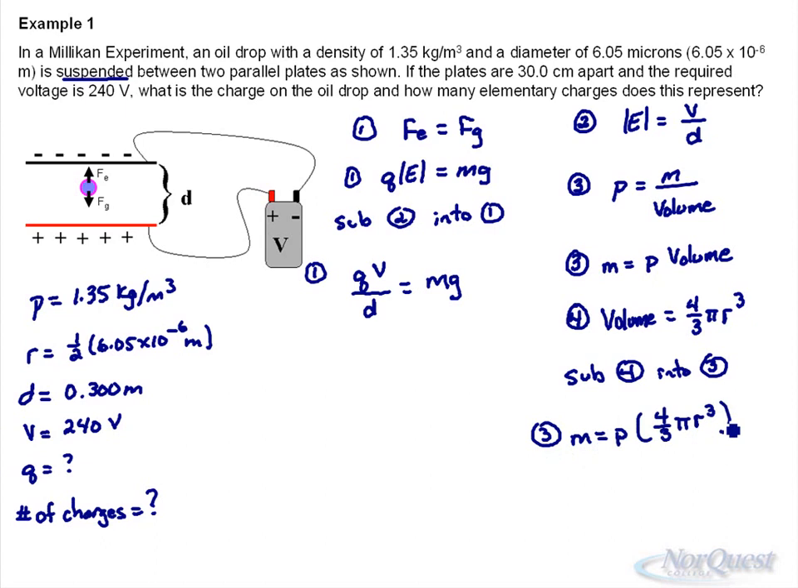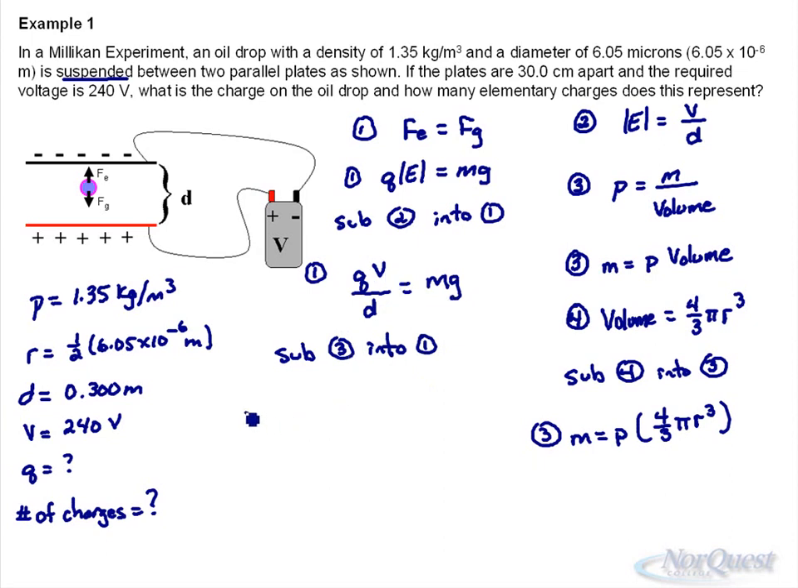And finally, I could substitute equation 3 into 1 and get my final formula here for Q. Before I do that, I'm going to manipulate 1 as is. I'm going to multiply by D and I'll divide by V.